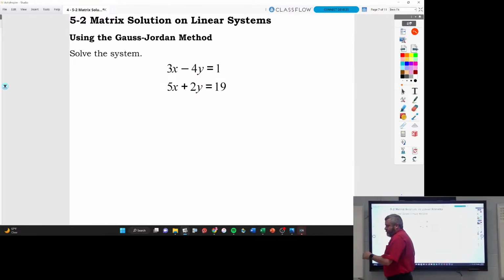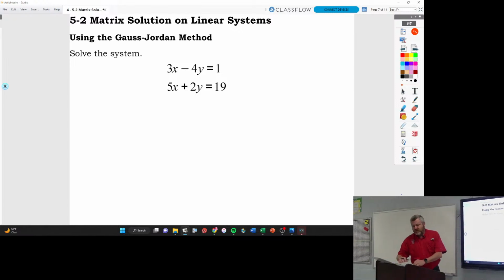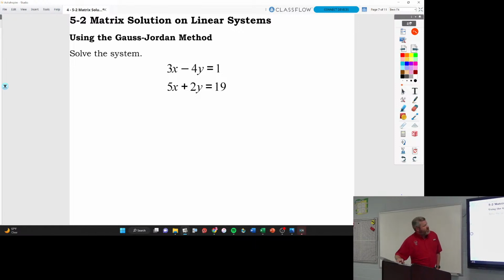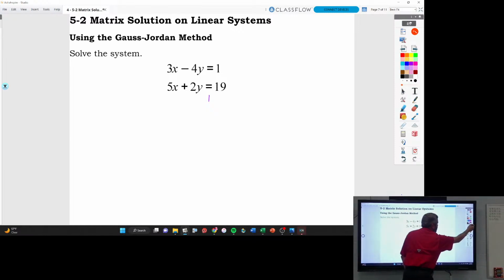Solve the system. Okay, so we are going to use that method of Gauss-Jordan to solve this system. These are both already in the same form. They both happen to be in standard form. Notice I have my x's together in a column, I have my y's in a column, I have my equal sign lined up, and then on the right side I have my solution.